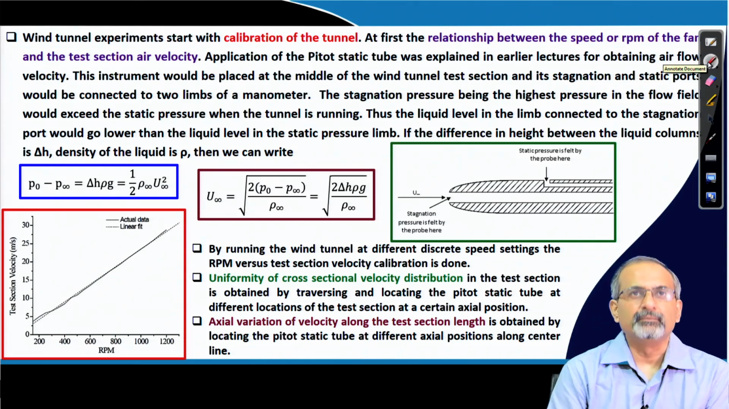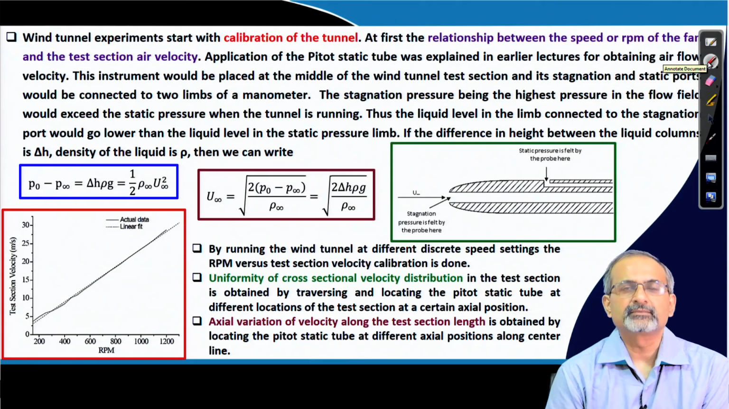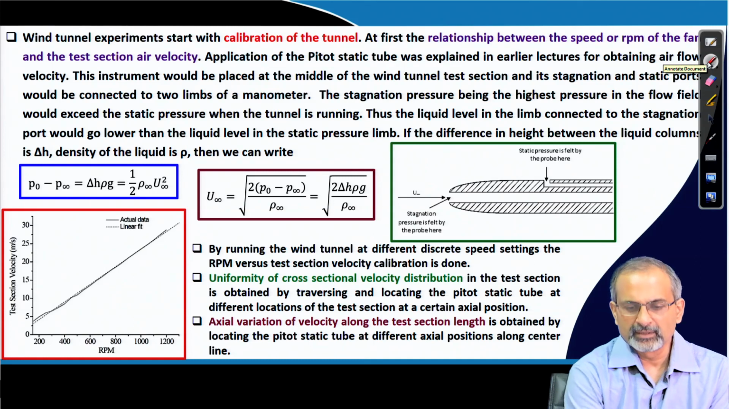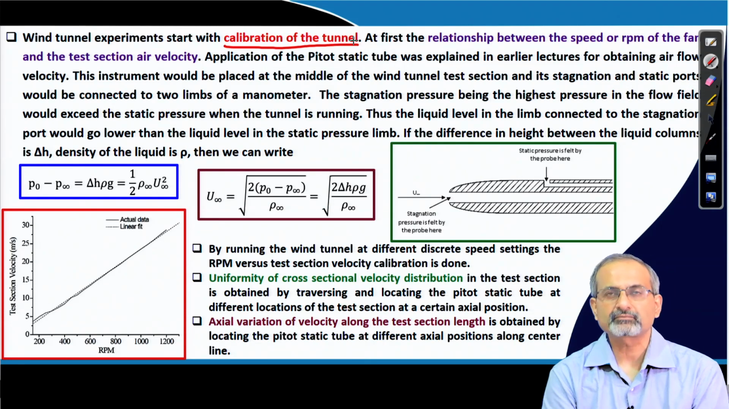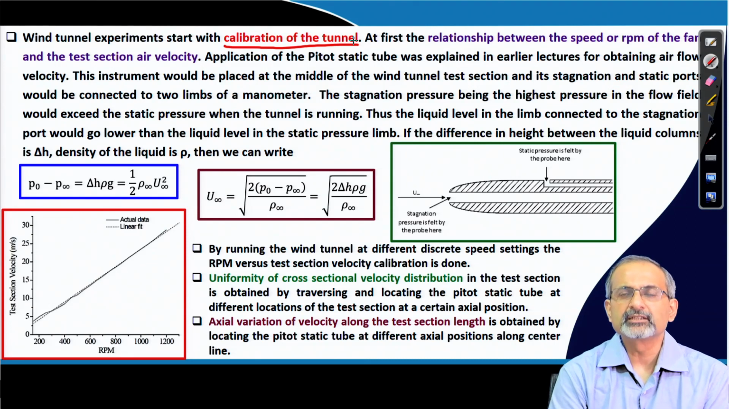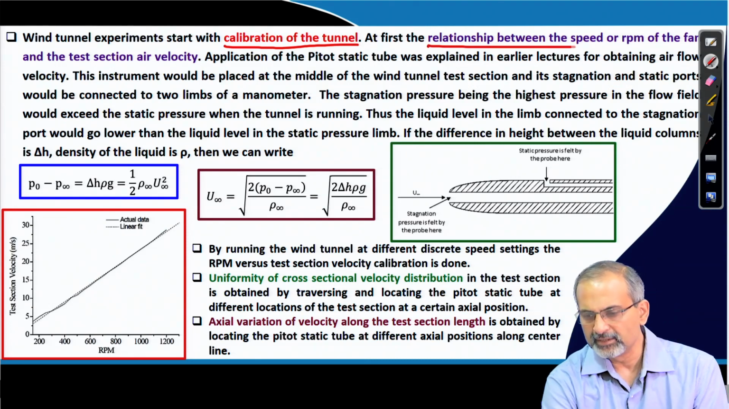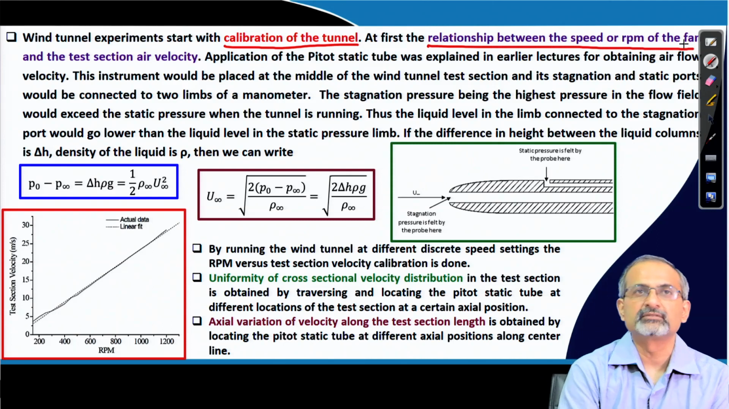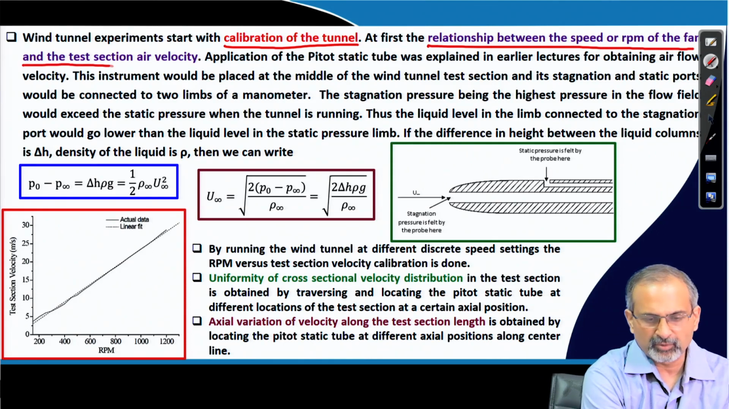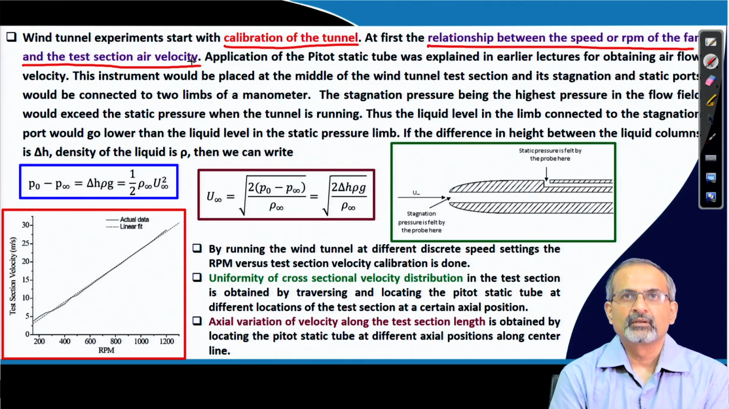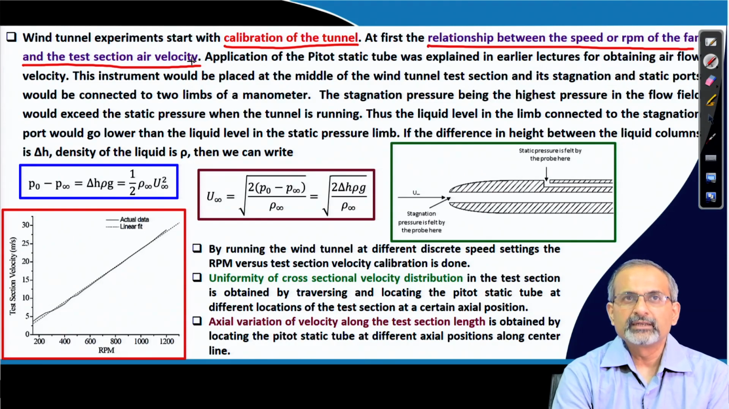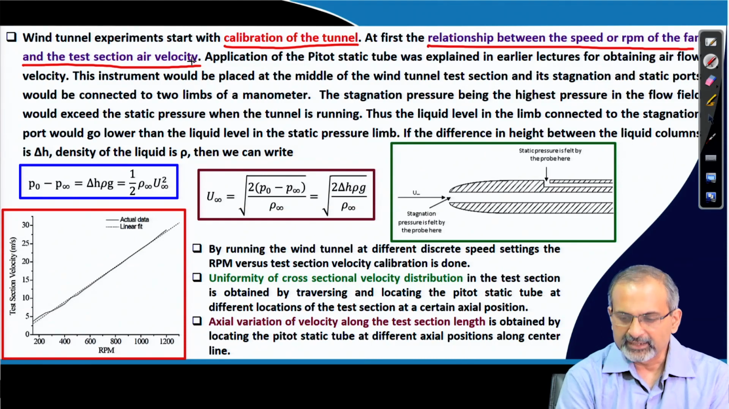When we start to plan for experiments in a low speed wind tunnel, the whole exercise should begin by calibrating the tunnel. At first, the relationship between the speed or RPM of the fan which is running the tunnel and the corresponding test section air velocity needs to be established. Now, we already talked about application of the pitot-static tube.